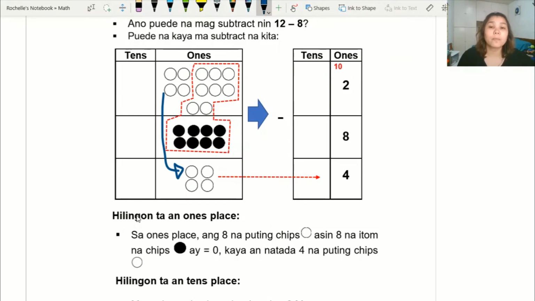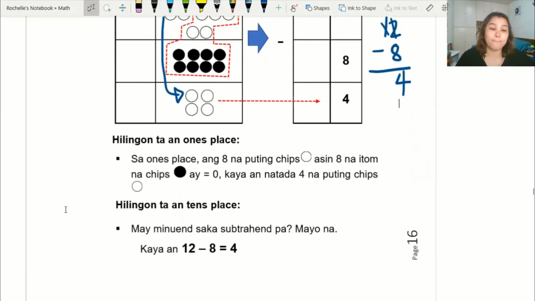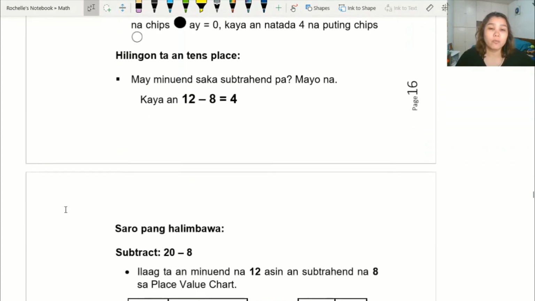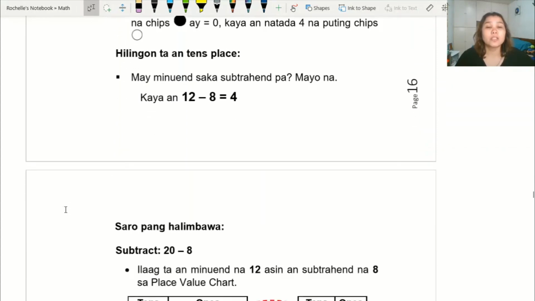So, therefore, in 12 minus 8, 2 is not enough to subtract from. So, we borrow from here. From 1 ten, it becomes 10 ones. So, it becomes 12. So, 12 minus 8 is 4. And then, there is nothing left in the tens place. Nothing is written here because nothing is left. So, therefore, 12 minus 8 is 4.